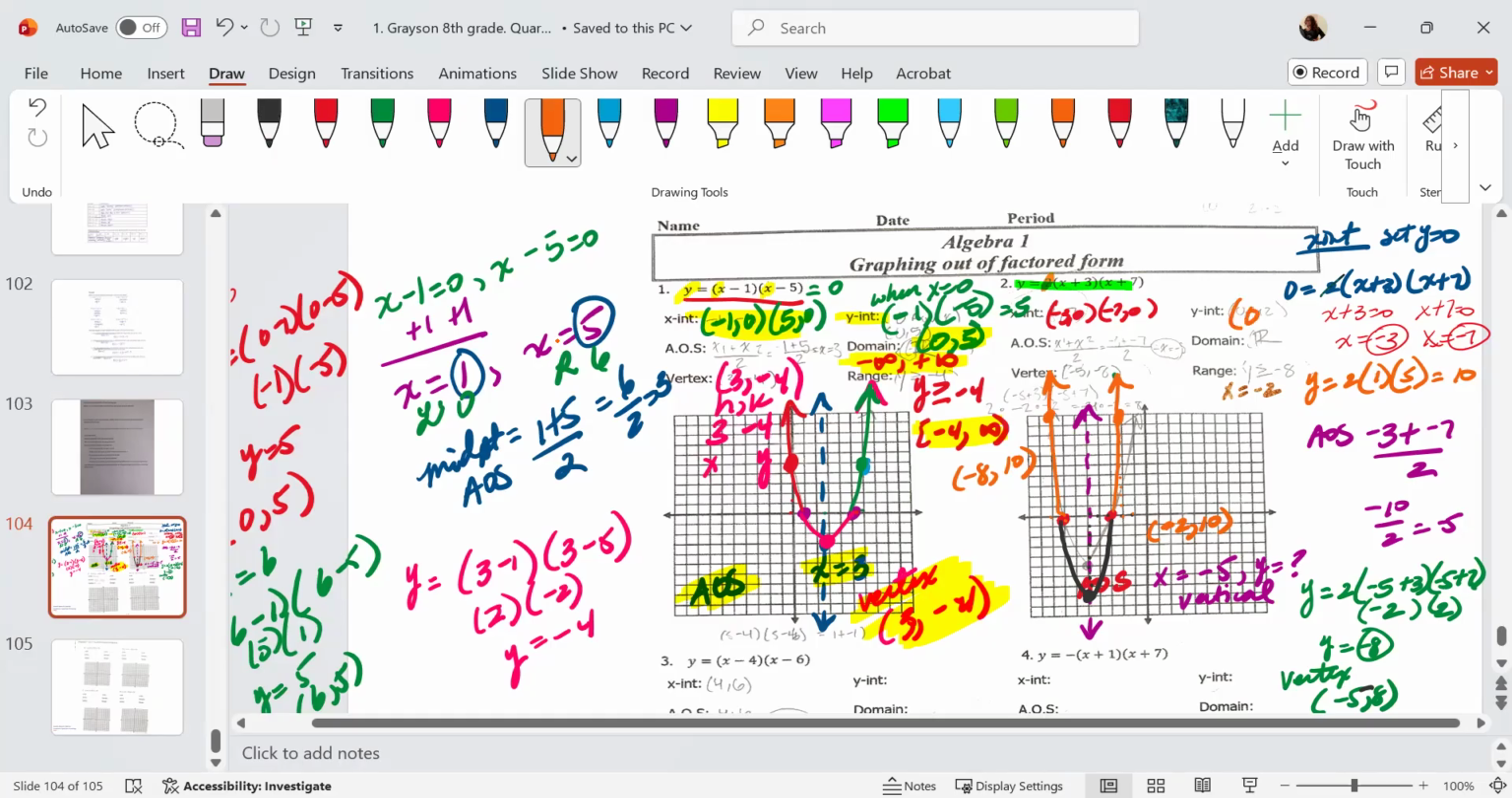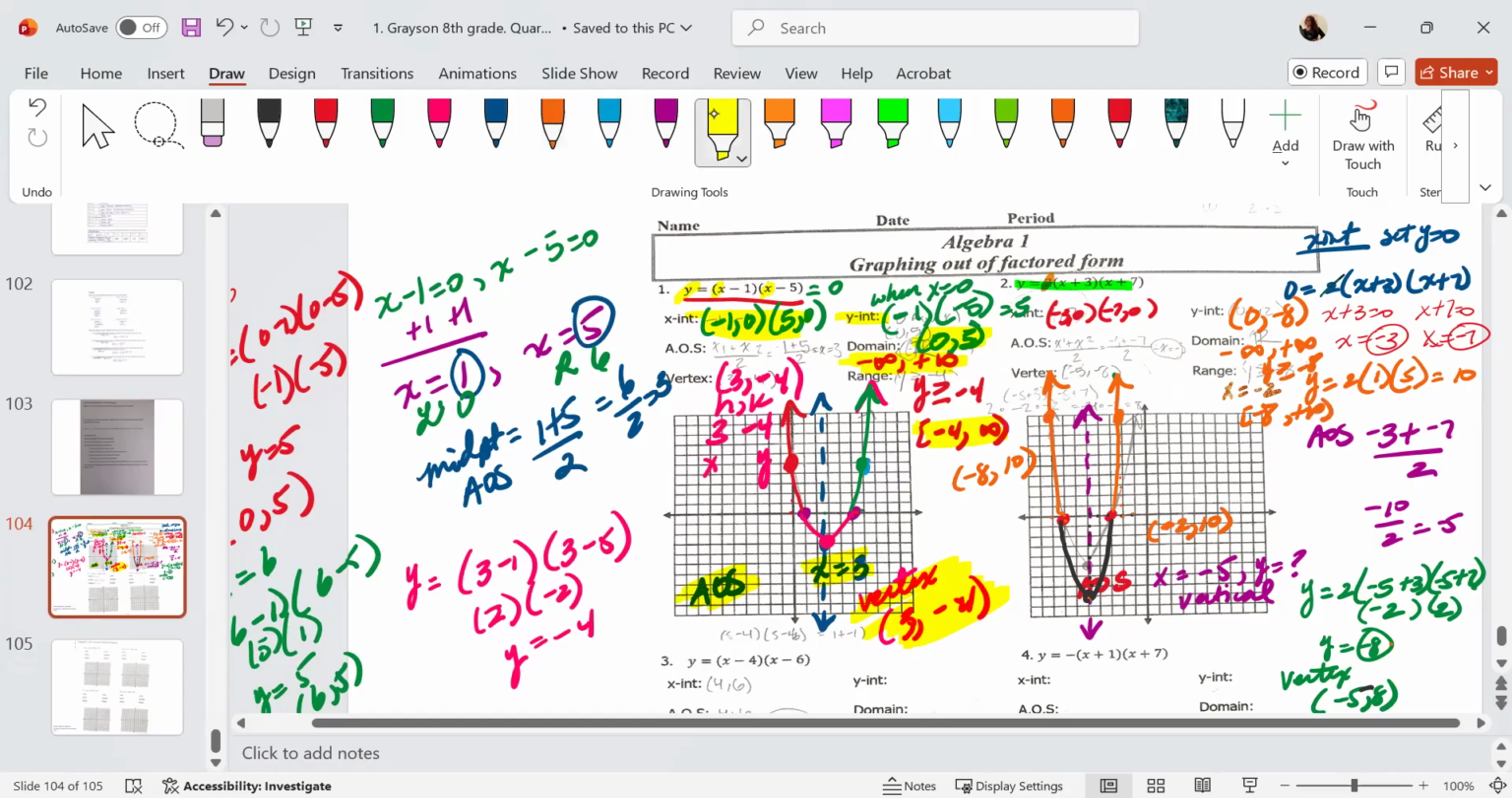Y-intercept, x is 0. We found that y equals -8, right? So you need to change it, that's not right. Domain, -infinity to +infinity. Range, how low does it go? It starts at -8. So y is greater or equal to -8, or you can say -8 bracket all the way to +infinity.